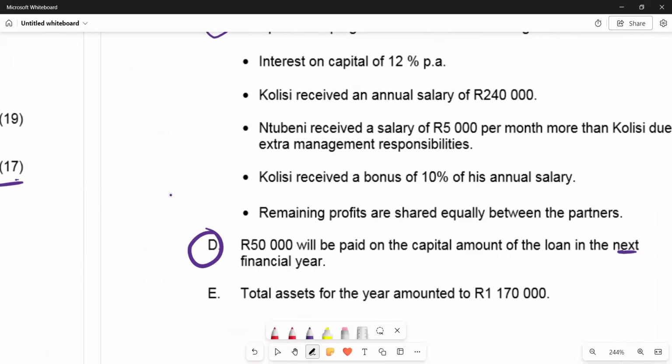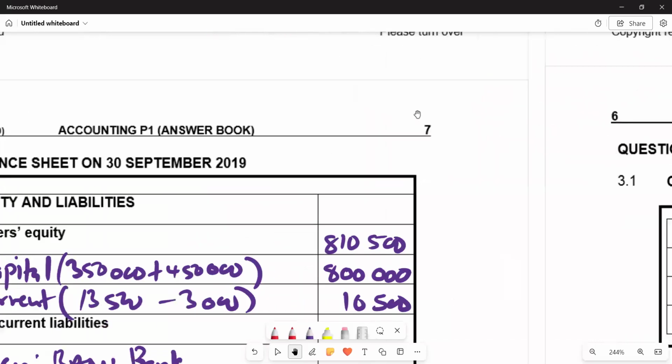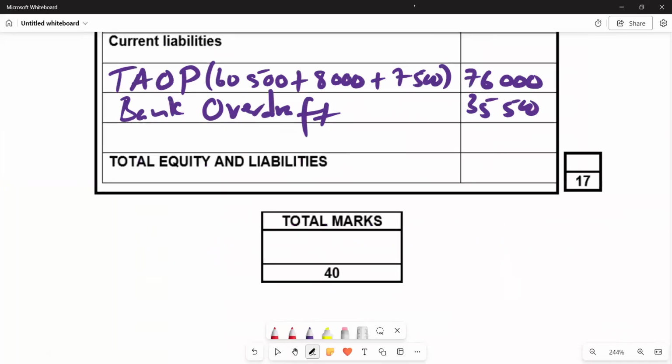So if you see part of the loan being paid in the next financial year, it means it's a transfer from the non-current liability of loan. We take it as the current portion of loan, and we transfer it to other current liabilities as current portion of loan. So for current portion of loan, which is 50,000, we come here and say current portion of loan, which is 50,000.